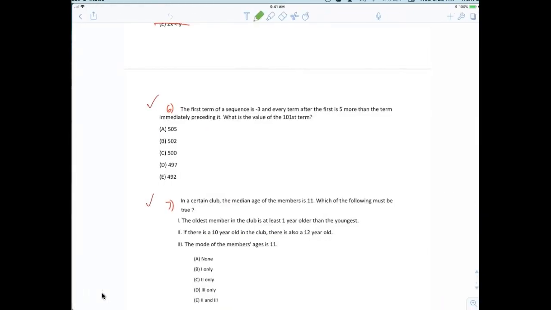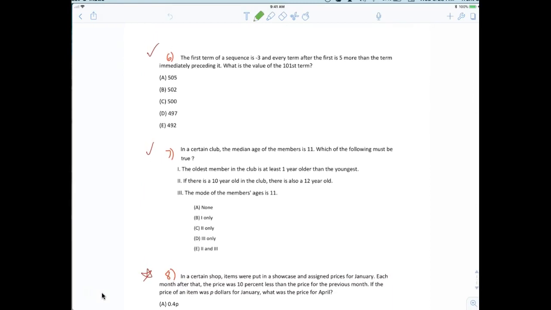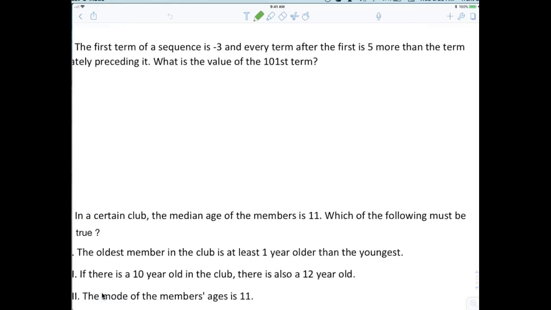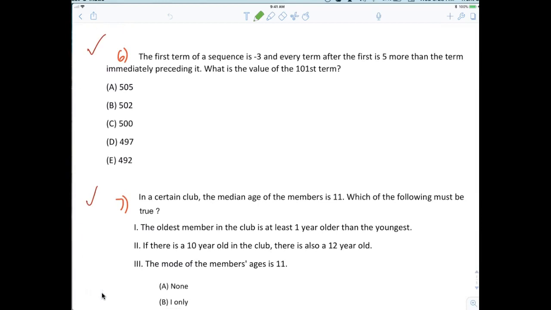How far did we get to? Is this it right here, the first term? Okay, so again, this is an excellent question. Lots of ways to do it.